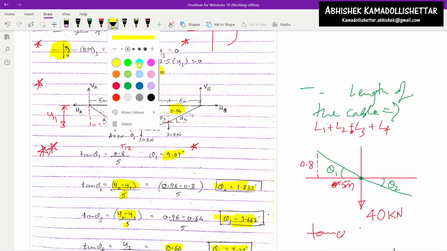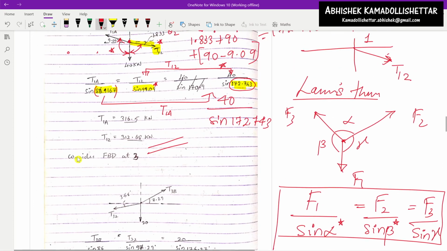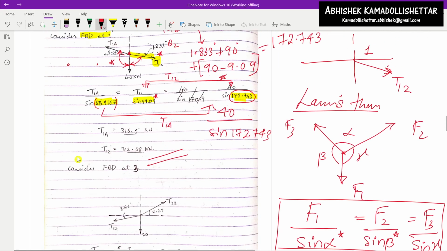So we have got the tensions in the members here. The first member tension value is T1A, and here we have got the tension T12. Similarly, we will get the tensions at the second location and at the third location. Okay, now consider the FBD at 3. Usually if you do it at 2 only, it is sufficient.